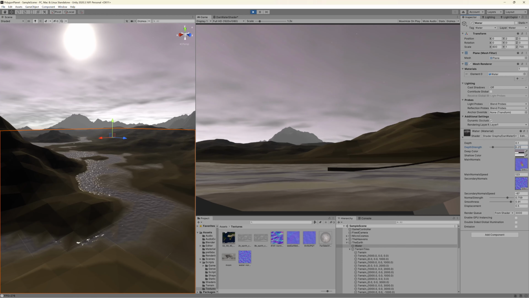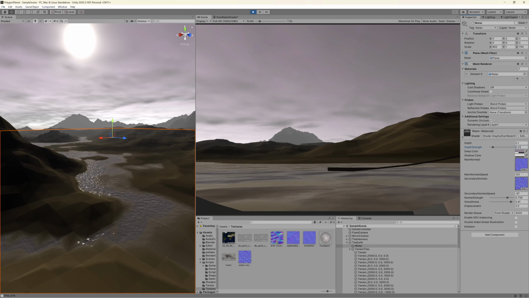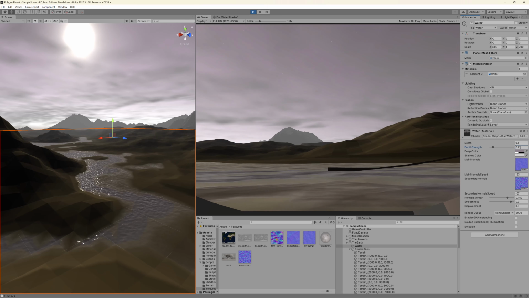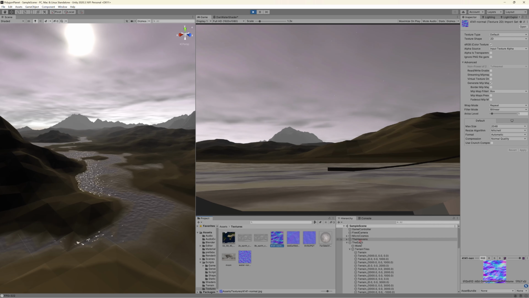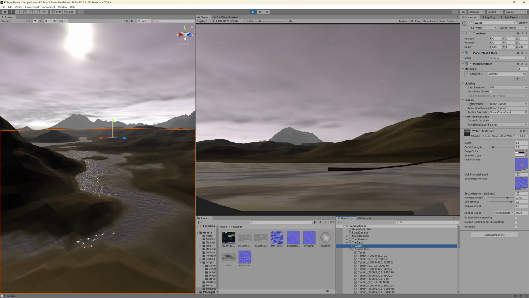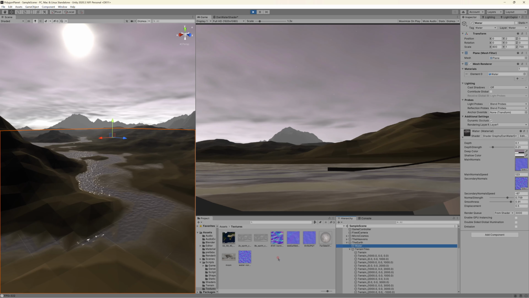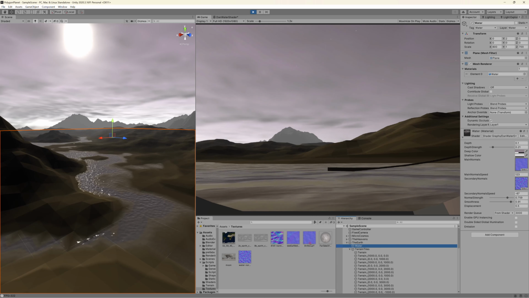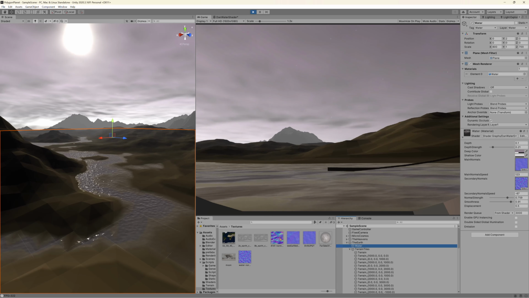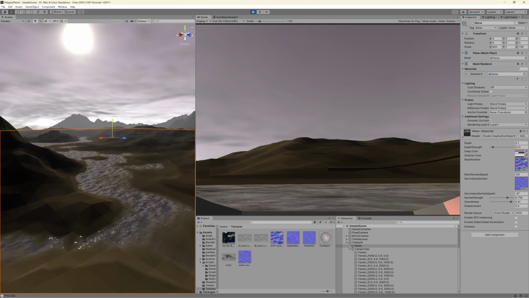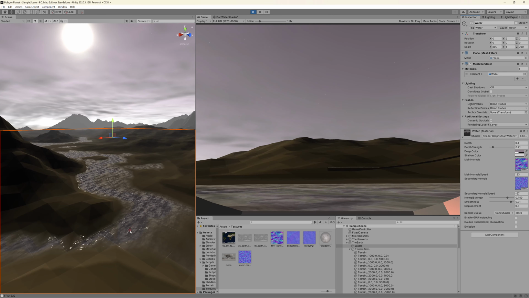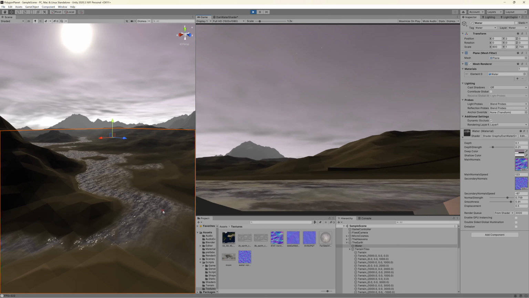These are the two maps. If I drag in this one into the thing, I don't want to do it because I'll have to put this one back in again. Let's do it. So you can see we've got a very different texture on the water now.